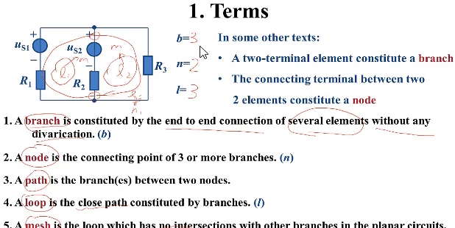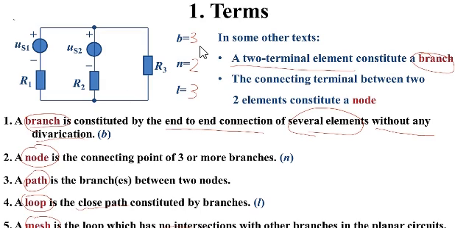It needs to be noted that in the textbooks, a branch is defined as any element with 2 terminals. So according to this definition, this is 1, 2, 3, 4, 5. There will be 5 branches. The terminals between 2 elements is then called a node. So this is the first, the second, the third, the fourth. They are 4 nodes altogether. So the amount of the branch and the node in a circuit may be different according to different definitions.